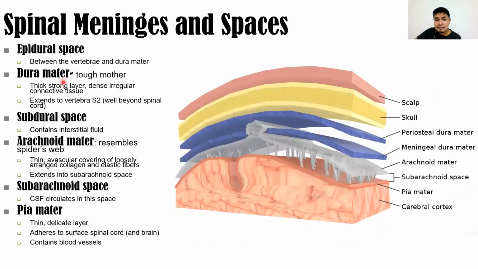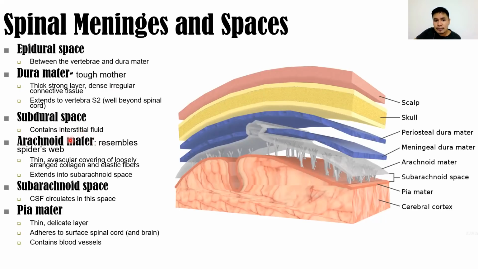The dura mater means tough mother because it's really tough. It's a thick, strong layer; dense irregular connective tissue makes up your dura mater, and it extends to the second sacral vertebra, beyond the end of the spinal cord. So the dura mater does not end with the spinal cord, but extends beyond it. Below the dura mater would be your subdural space, which contains just a little bit of interstitial fluid.